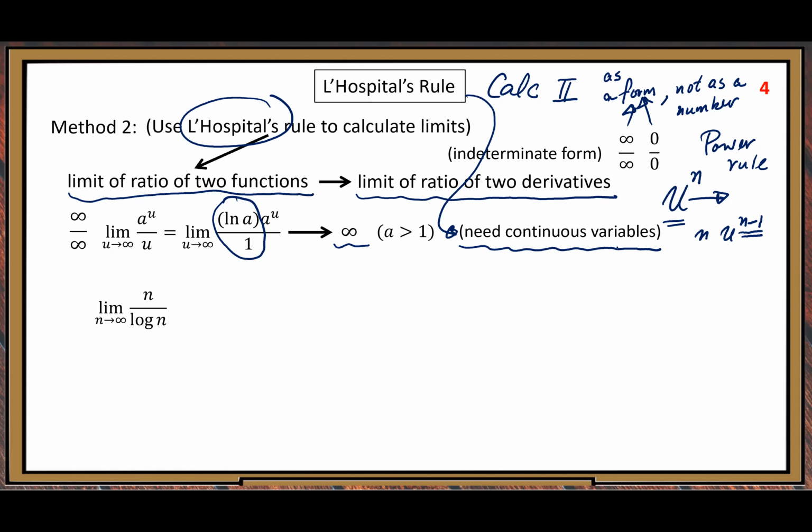So how to get that point? Regarding the rigorous math, let me make this point here. Why do we need to use the continuous variable here? Let's look at this limit: the limit of the ratio n over log n when n goes to infinity.